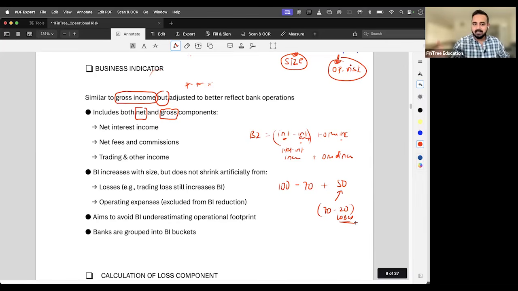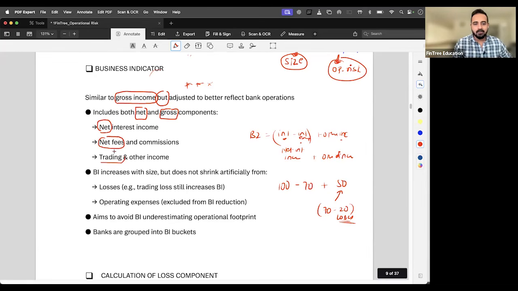Basel III said, listen, that's not going to work. You cannot net your losses and reduce BI, because that means the more losses you have, the smaller and smaller BI will be, right? Which kind of defeats the purpose. So here's what you need to do. Yes, you need to calculate net interest income. You need to calculate the net fees and commission that you're earning.